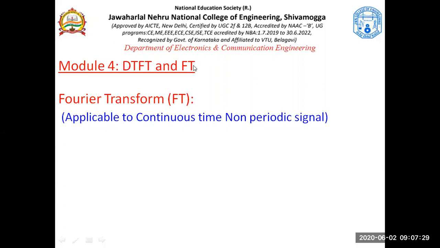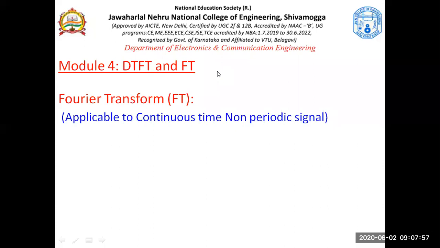Understand that? And when we were discussing DTFT, I also told you that DTFT and FT are applicable for non-periodic signals. DTFT is for non-periodic discrete time signals, and Fourier transform is for non-periodic continuous time signals. Understand? Whereas Fourier series is for periodic signals.